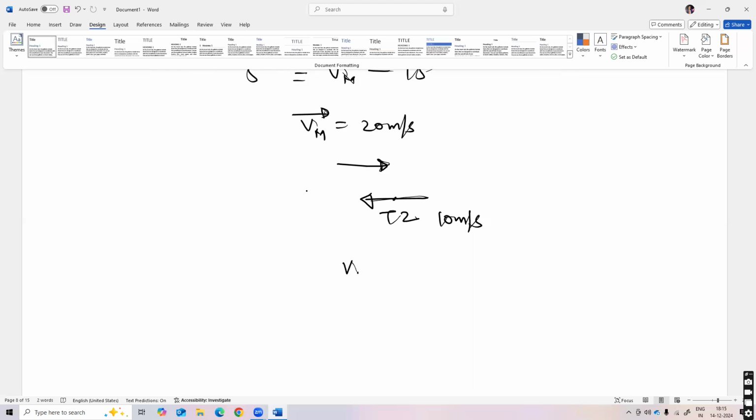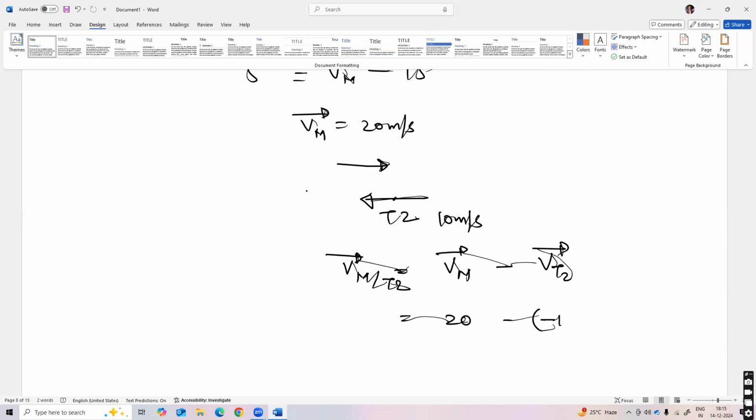That can be given as the relative velocity of the monkey with train T2. So it is equal to V_M minus V_T2. V_M here is 20 meters per second minus, since train 2 is moving in the negative x direction, its velocity will become minus 10. So we will get 30 meters per second. So this is the final answer.